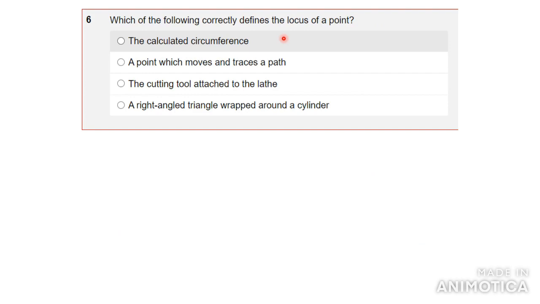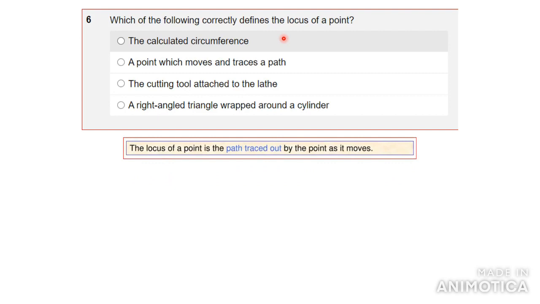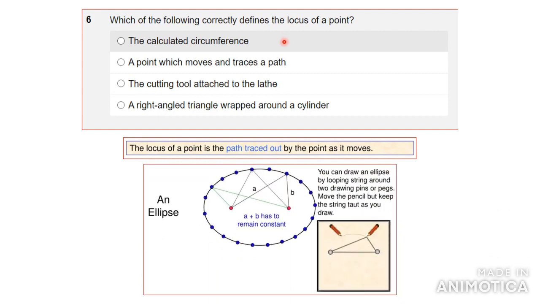Alright, number 6, which of the following correctly defines the locus of a point? So the locus of a point, if you don't know, is the path traced out by a point as it moves. So you have a number of points that are traced out, and that forms a line, let's say you're doing a circle or an ellipse. And this would be an example where you have different points traced out to form an ellipse. And it doesn't have to be an ellipse, it could be any shape.